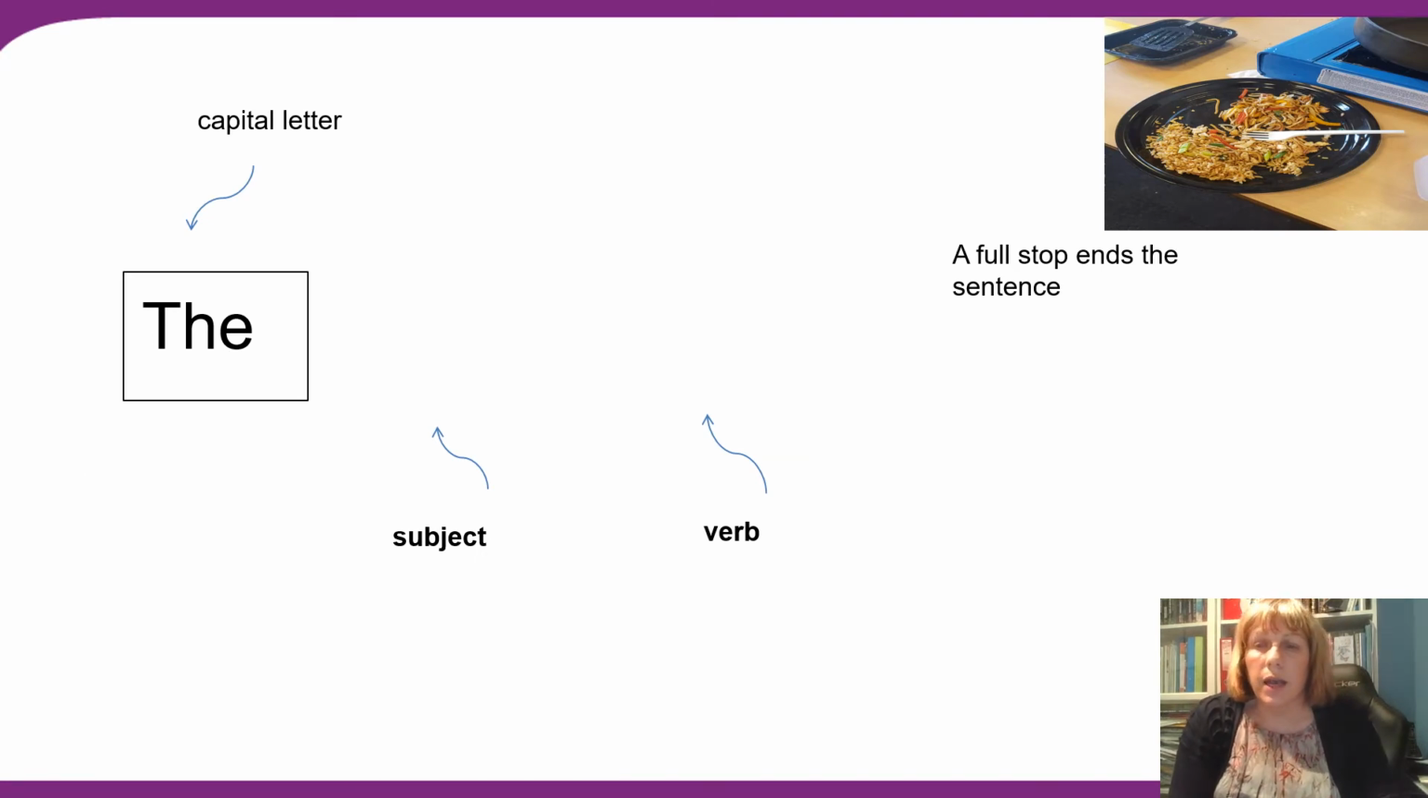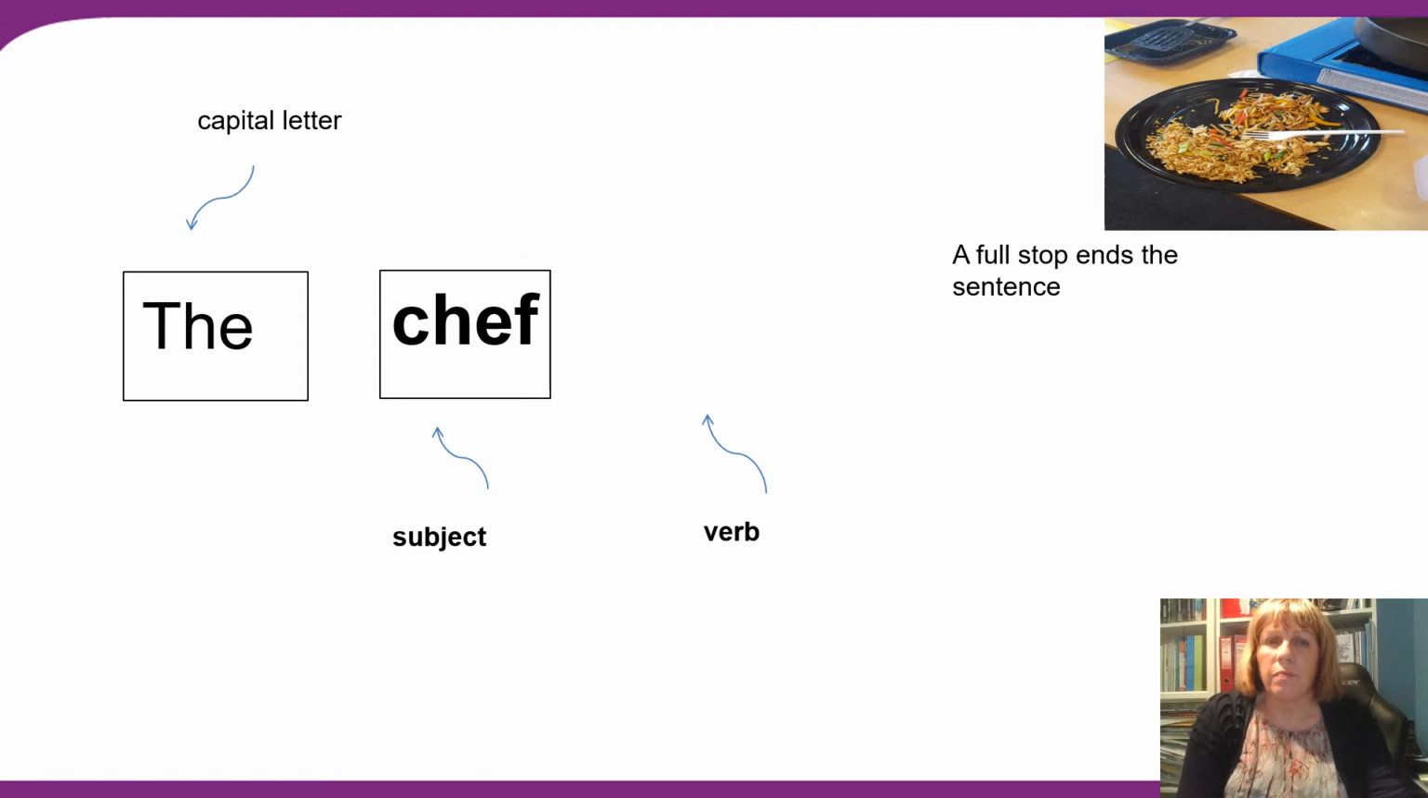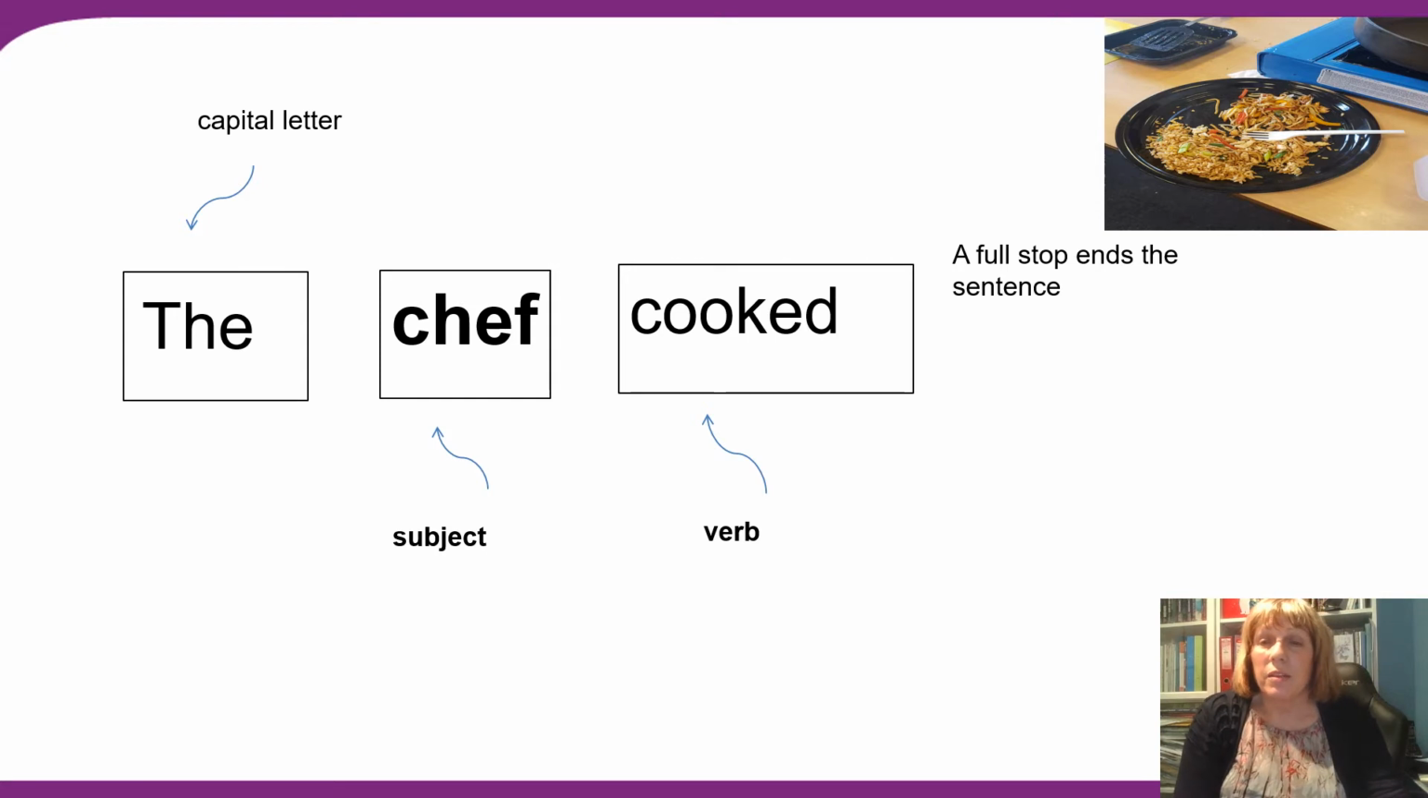So let's have a look at that in a very simple sentence. So we started with our capital letter and we used the article the, and we're going to talk about somebody or something for our subject because we've written the. So it's going to be the chef. And what is the chef doing? That's really easy to work out. The chef cooked, and the full stop at the end of the sentence makes that a very simple and complete sentence.